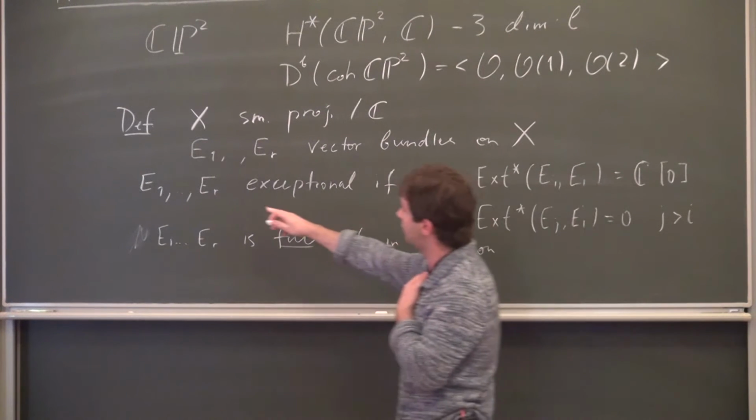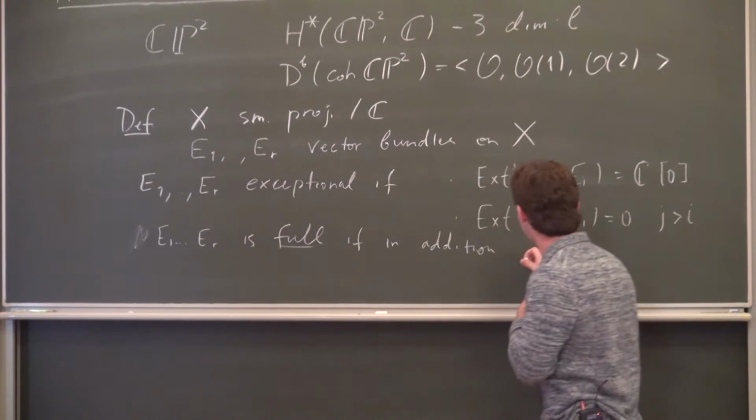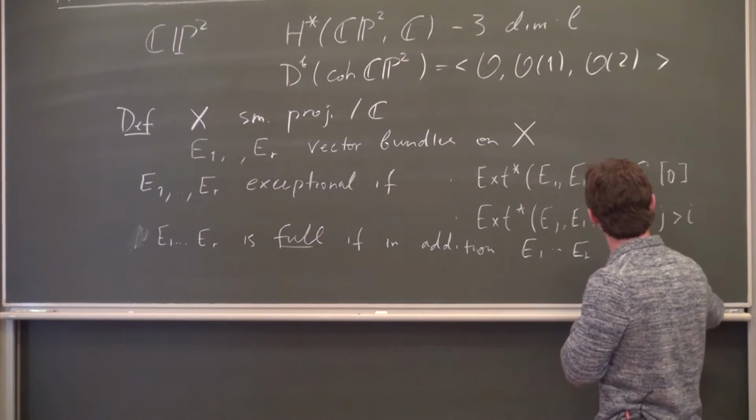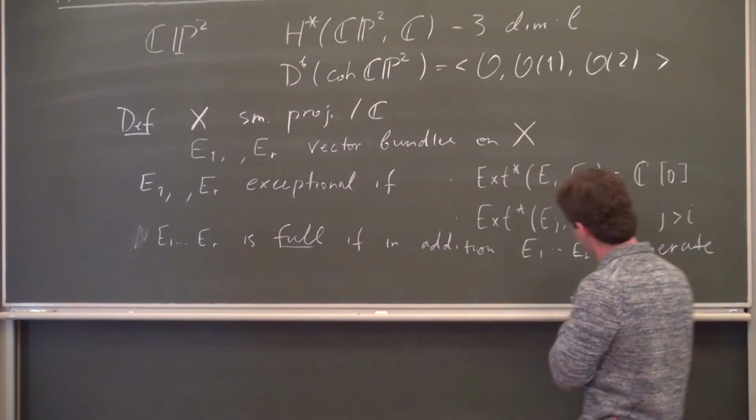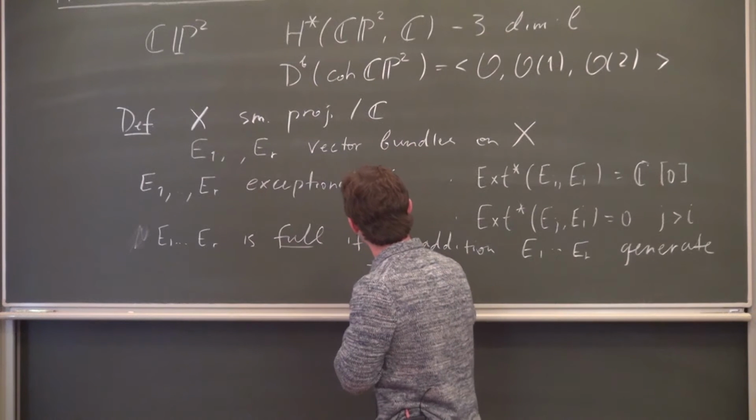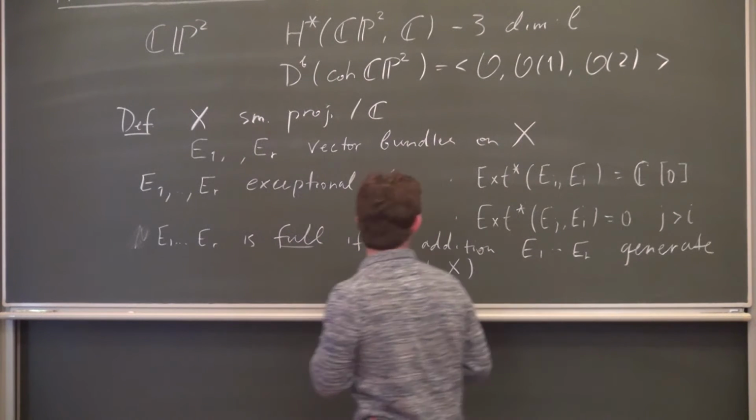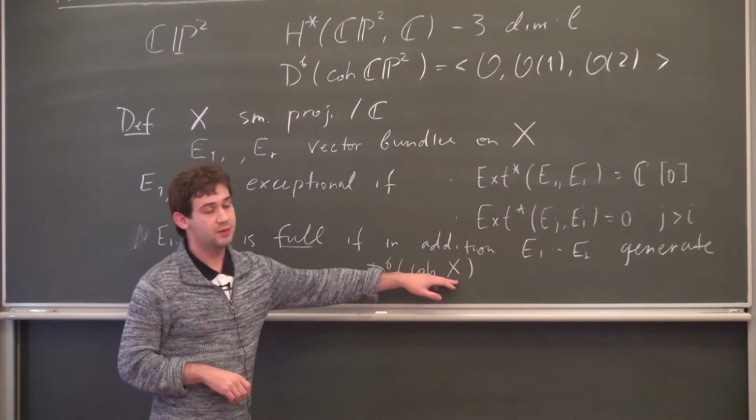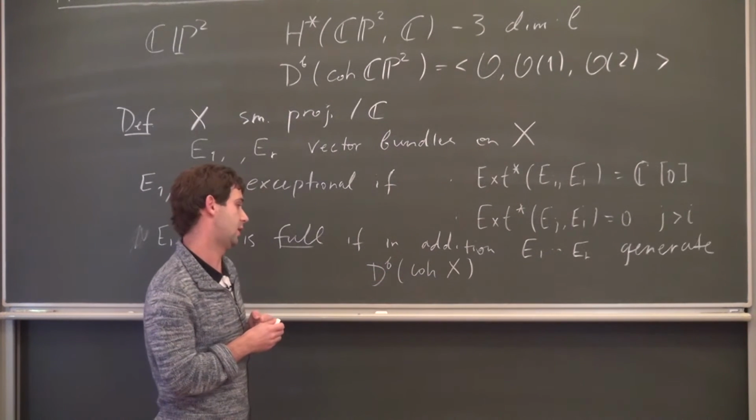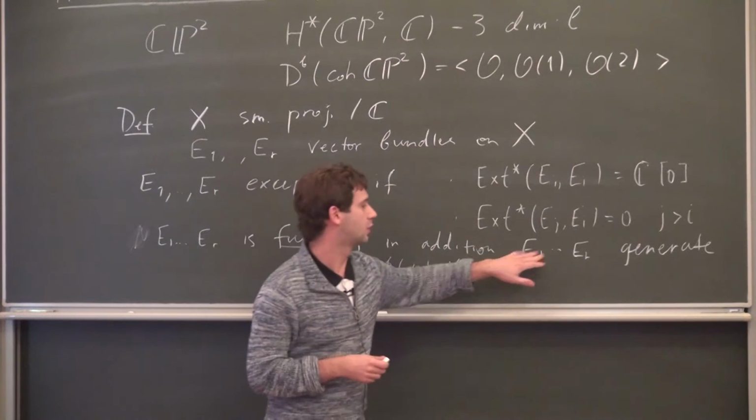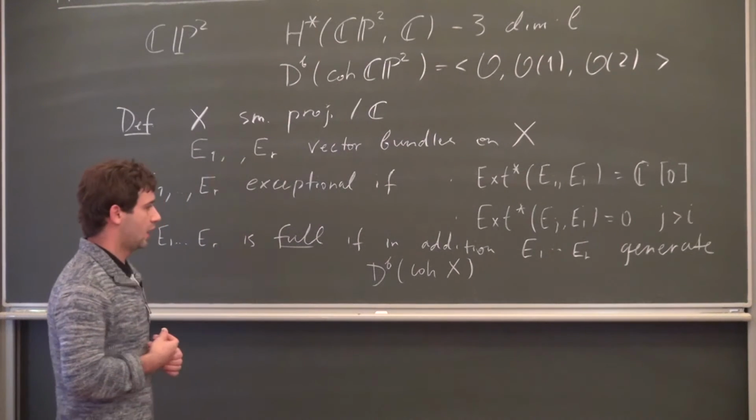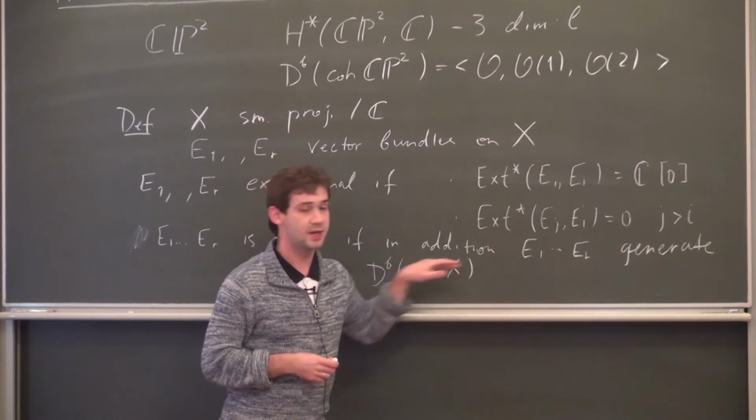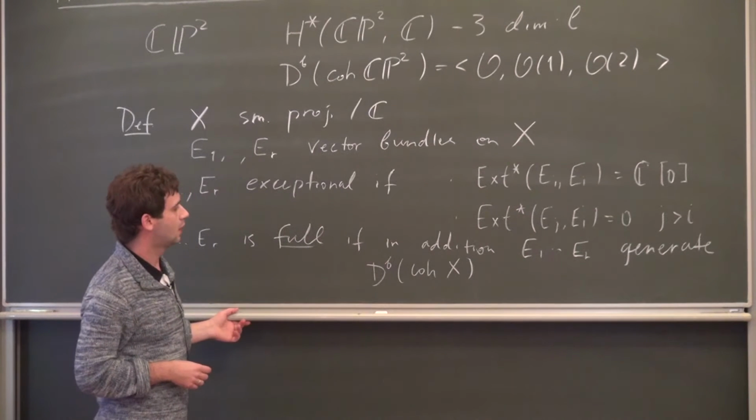these guys generate the derived category of coherent sheaves. So E1 to ER generate D^b Coh of X. Explicitly, this means that any coherent sheaf has a filtration with quotients of these kinds. And strictly speaking, generate means that the smallest triangulated subcategory which contains these guys is the whole thing.